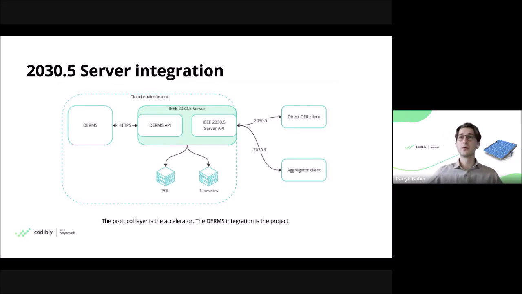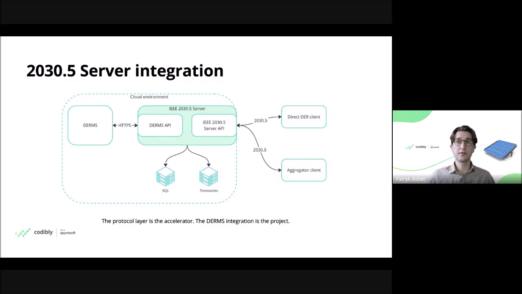Okay. With the framing in place, let me show you what the server side actually looks like in production. The diagram on this slide is the high-level architecture from one of our recent server-side projects, deployed as a single cloud system that connects the utility's DERMS to the IEEE 2030.5 ecosystem. Reading the diagram from left to right, the DERMS sits on its own as the existing operational platform owned by the utility, and it talks over HTTPS to the 2030.5 server through a dedicated DERMS API, which is the integration seam where the customer-specific work happens.